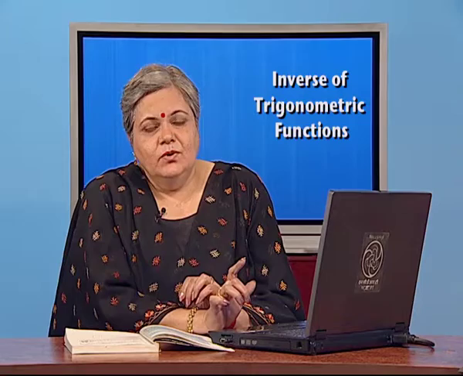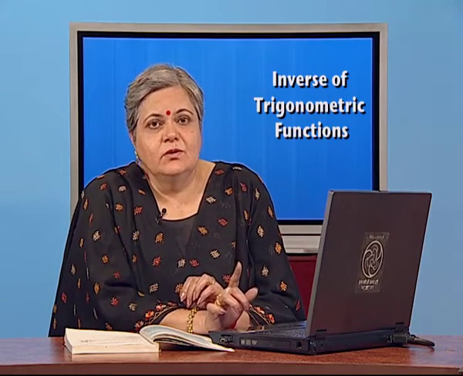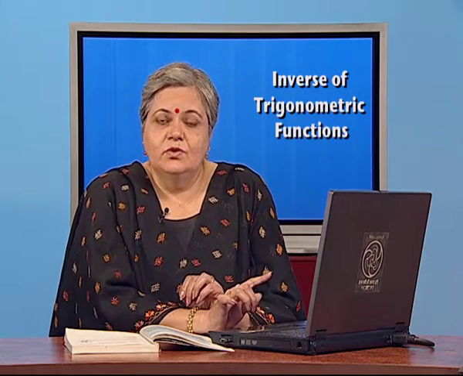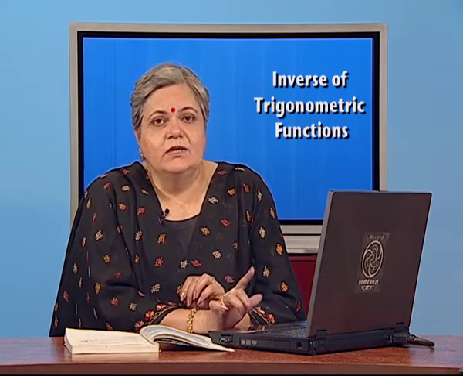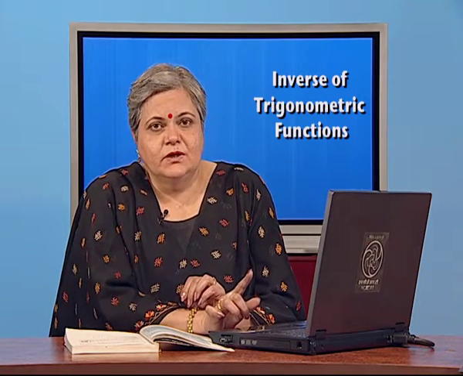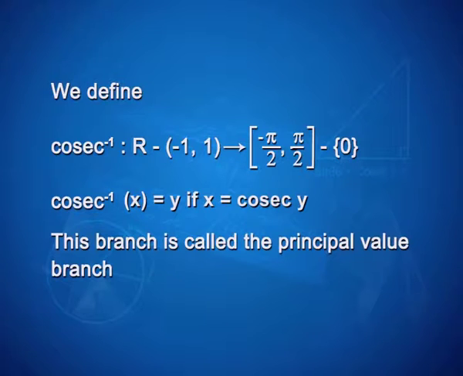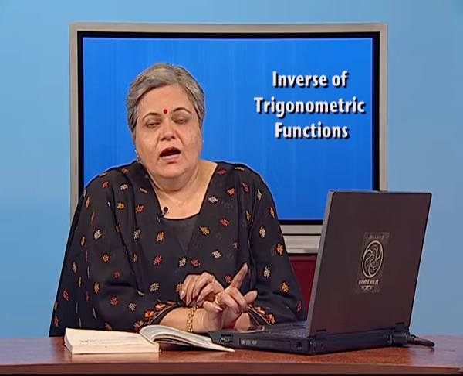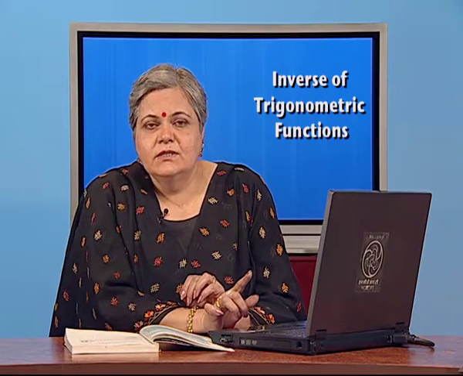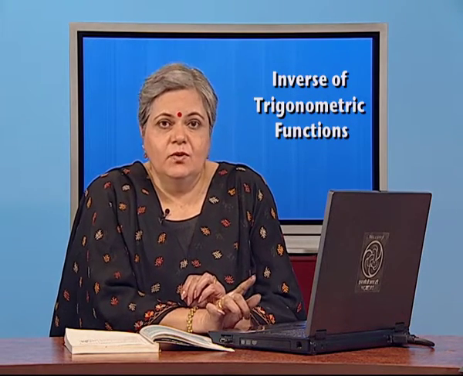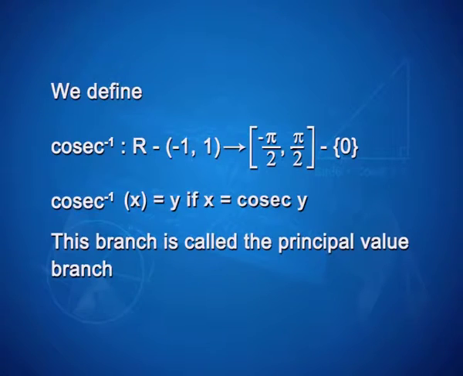minus 0, because at 0 cosec was not defined. So, even in the graph at 0 there is no point corresponding to it. So, the principal value branch range would be minus pi by 2 comma pi by 2 minus, that is, leaving out 0. And how do we define cosec inverse x? Cosec inverse x is y if x is cosec y, that is the principal value branch of cosec inverse.